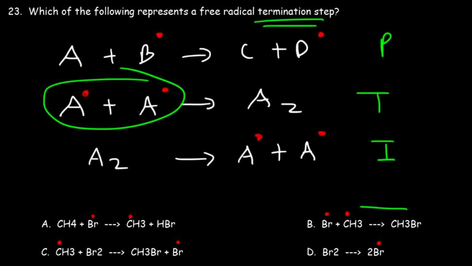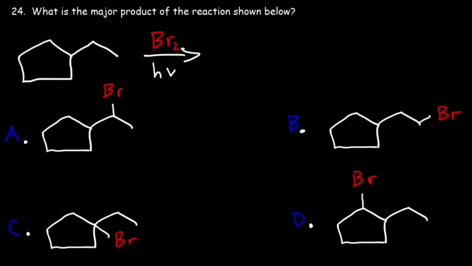So answer choice B fits that description. So B is the answer. B is a termination step. Now looking at answer choice A, is it initiation or propagation? Because there's a radical on the left and on the right side, it's a propagation step. The same is true for C. Looking at answer choice D, we have 2 radicals on the right side. So that's an initiation step. And so that's it for this problem.